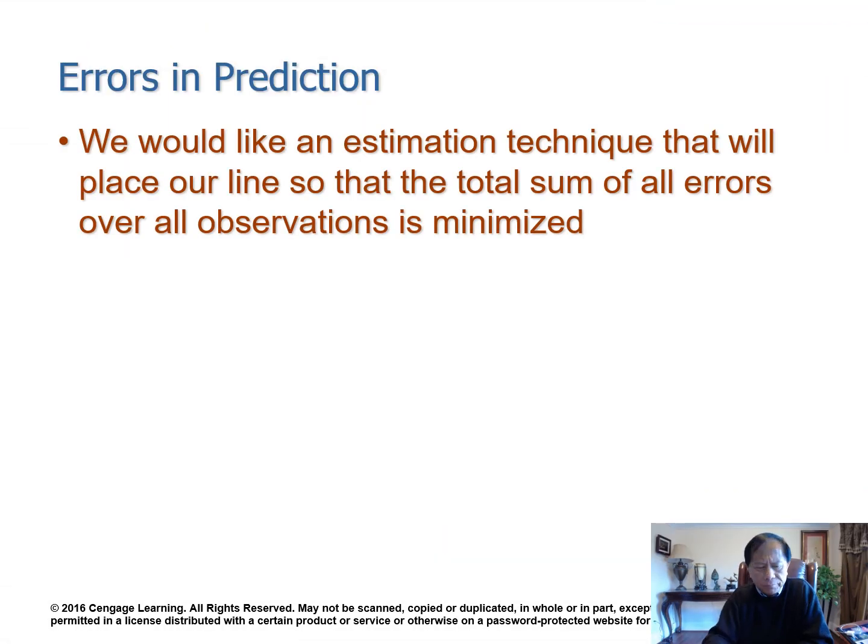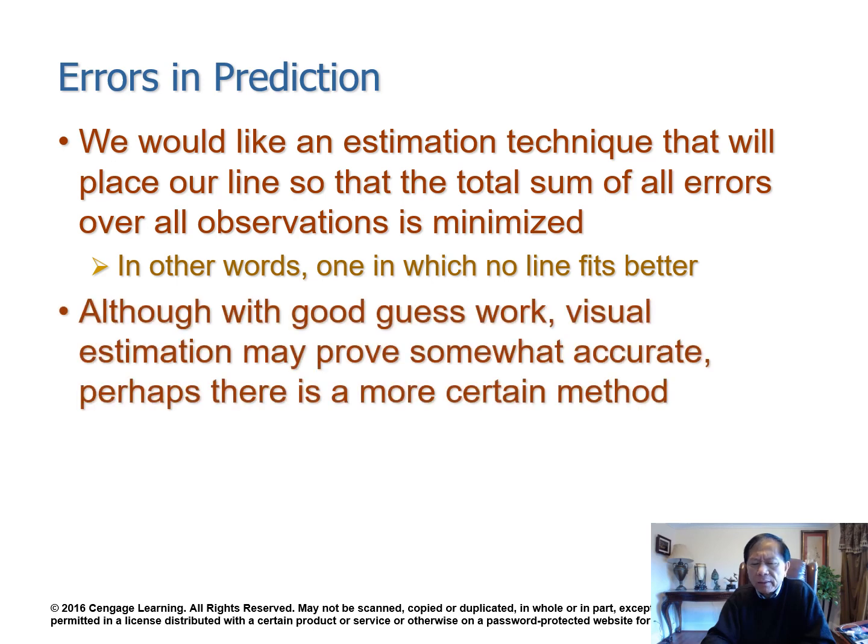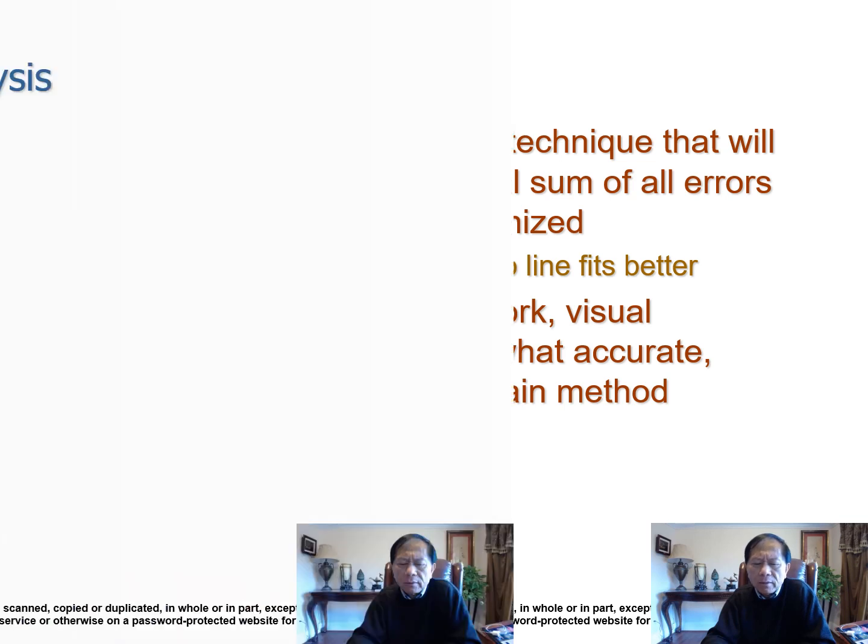Errors in prediction. We would like an estimation technique that will place our line so that the total sum of errors over all observations is minimized. In other words, one in which no line fits better than yours. Although with good guesswork, visual estimation may prove somewhat accurate, perhaps there is a more certain method.